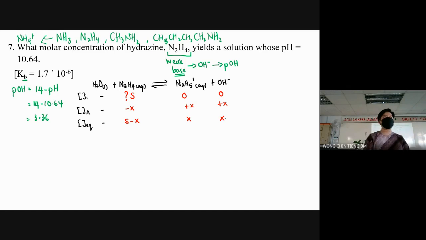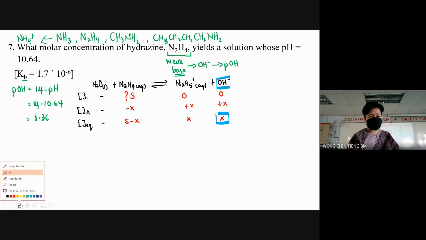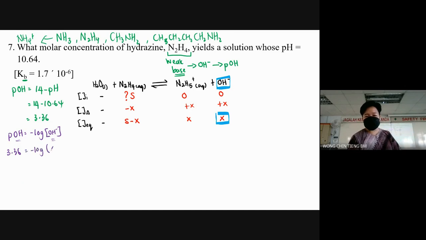P-O-H. Dari P-O-H kita boleh dapat apa? Concentration of OH. Thank you. Daripada P-O-H kita boleh dapat concentration of the OH. So, next thing that we do is by using the P-O-H that you obtain, use the formula of P-O-H. Negative log of the concentration OH minus is a POH. So substitute in your POH 3.36 equals to negative log, substitute the X. Nampak? Then you get your X. So again, your shift log. Dapat berapa?